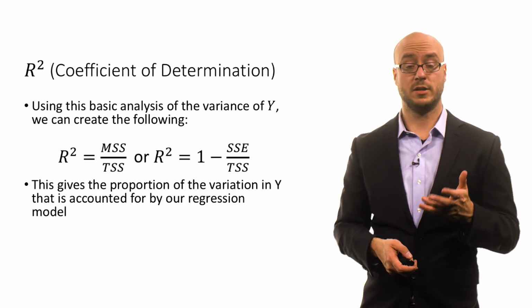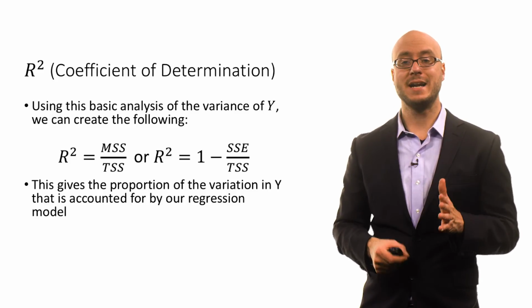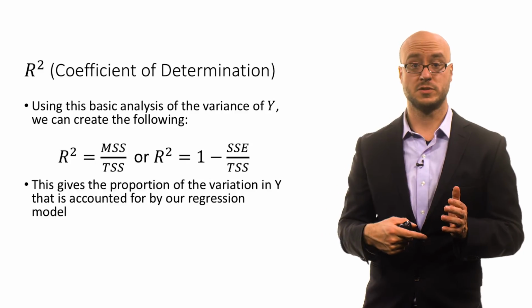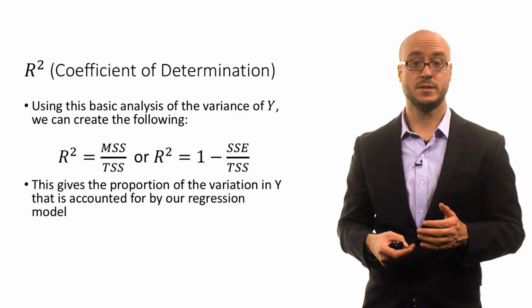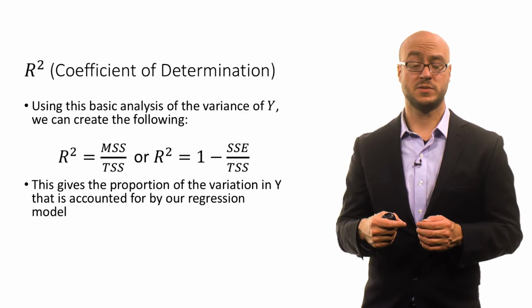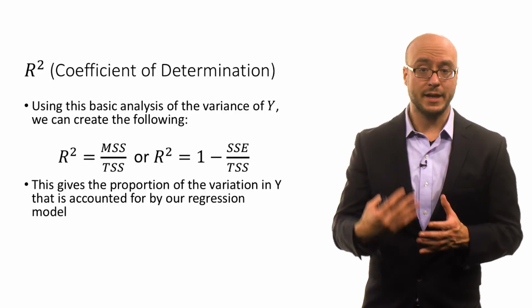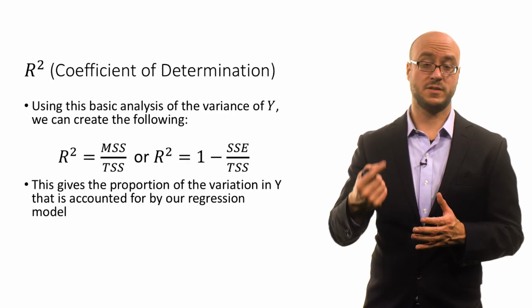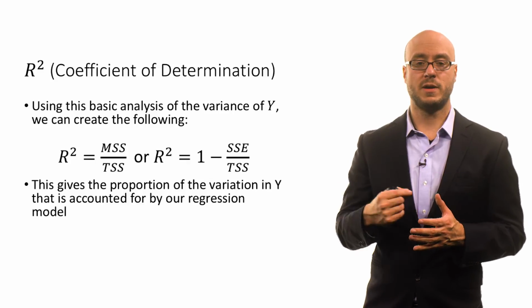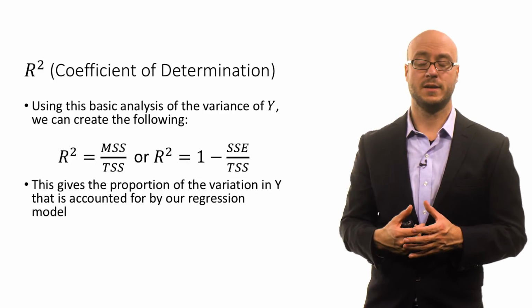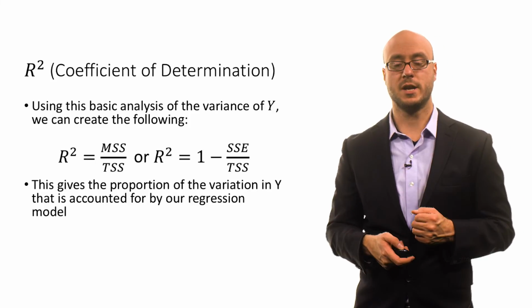We can also calculate R squared by taking 1 minus the sum of squared errors divided by the total sum of squares. That's because the sum of squared errors divided by the total sum of squares is the proportion of the variation in our outcome that is not accounted for by a model. So it is the total amount of variation not accounted for by our regression model.